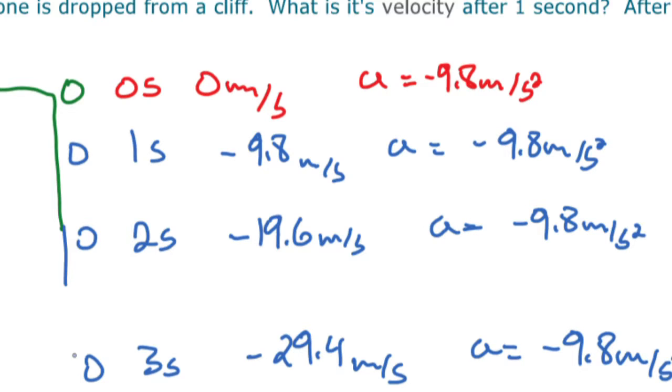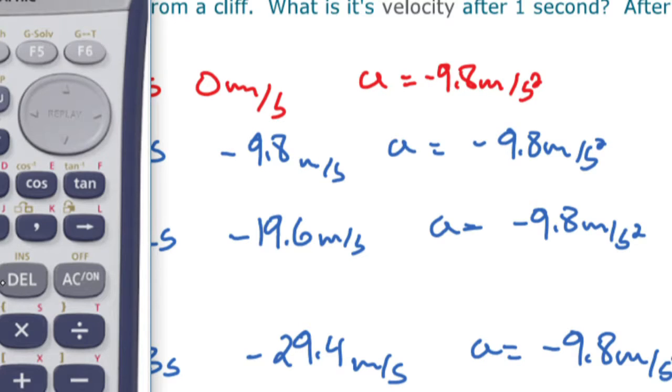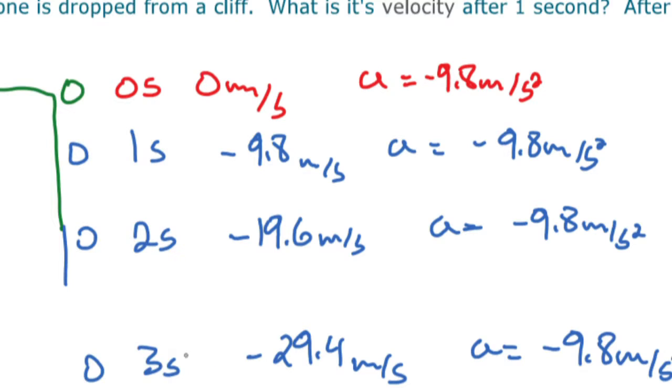4 seconds later, I'm going to go 9.8 times 4. I'm up to negative 39.2 meters per second. Acceleration, still negative 9.8 meters per second squared. So objects in free fall will change their speed by 9.8 meters per second every second. And that change will always be down or negative because objects are going to speed up or slow down depending on their initial velocity. So there you go. That's acceleration.